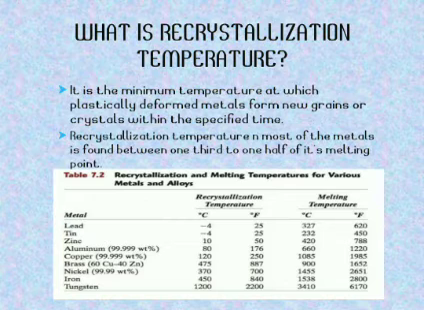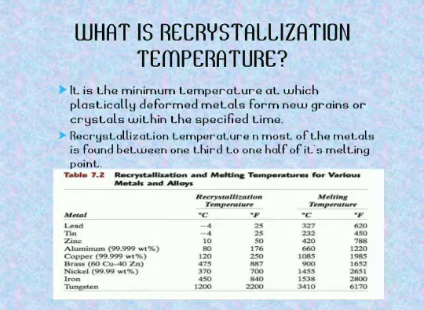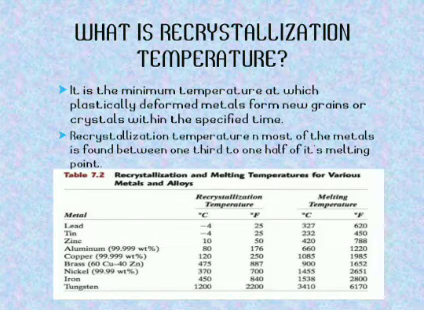So what is recrystallization temperature? It is the minimum temperature at which plastically deformed metals form new grains or crystals within a specified time. Recrystallization temperature in most metals is found between one-third to one-half of their melting points.